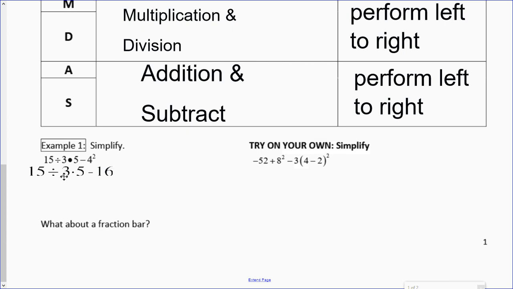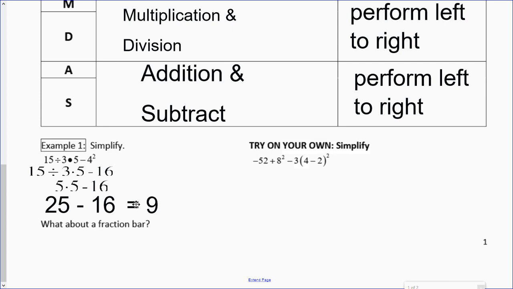The next step would be the multiplication and division. So here's our multiplication and division going on right here. Okay? Because division comes first when we read it, we're going to do 15 divided by 3 first. 15 divided by 3 is 5. So now it looks like 5 times 5 minus 16. Now I can do this multiplication. 5 times 5 is 25. And then I can just do the last operation, which is subtraction. 25 minus 16 gives me 9 for my answer.